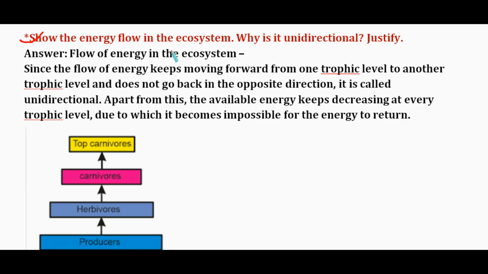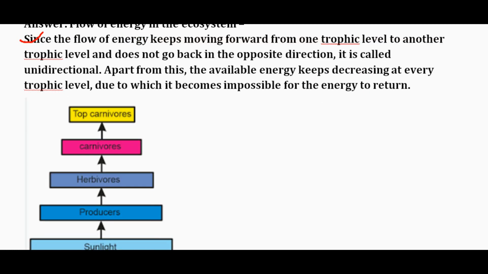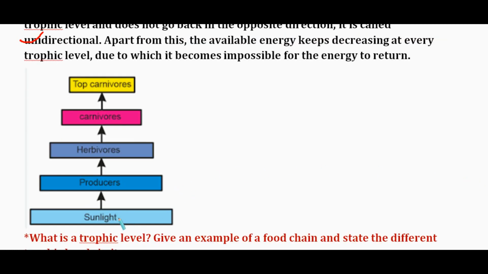Now the question is, the energy flow in the ecosystem, why is it unidirectional? Justify. Since the flow of energy keeps moving forward from one trophic level to another trophic level and does not go back in the opposite direction, it is called unidirectional. Apart from this, the available energy keeps decreasing at every trophic level, due to which it becomes impossible for the energy to return.